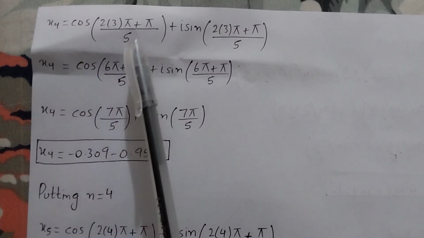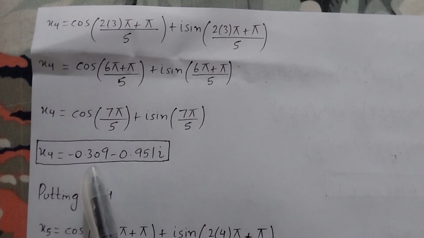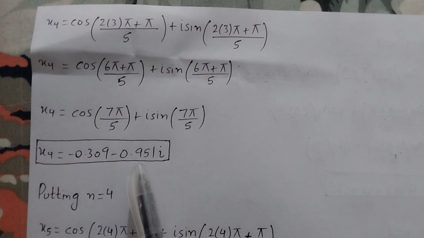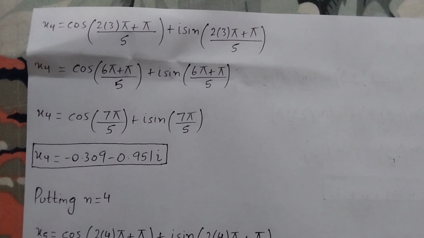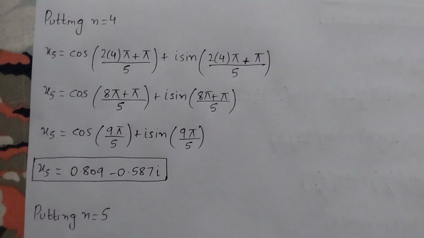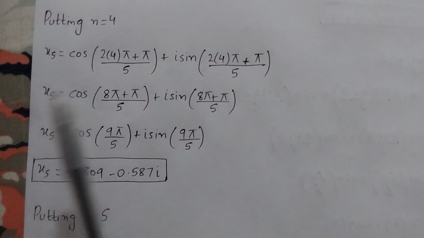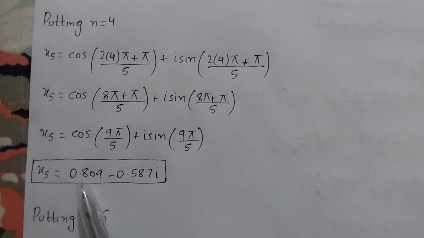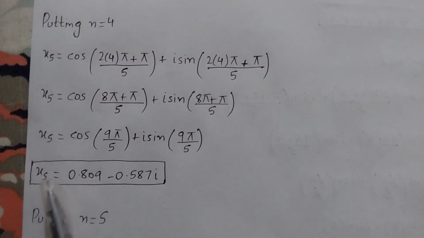x4 is calculated by putting n equal to 3. It is equal to minus 0.309 minus 0.951 iota, and n equal to 4 gives us 0.809 minus 0.587 iota, and this is our final root. So we have found all the roots.